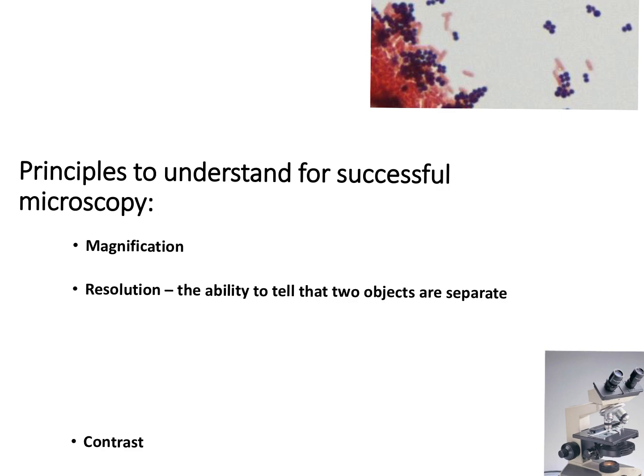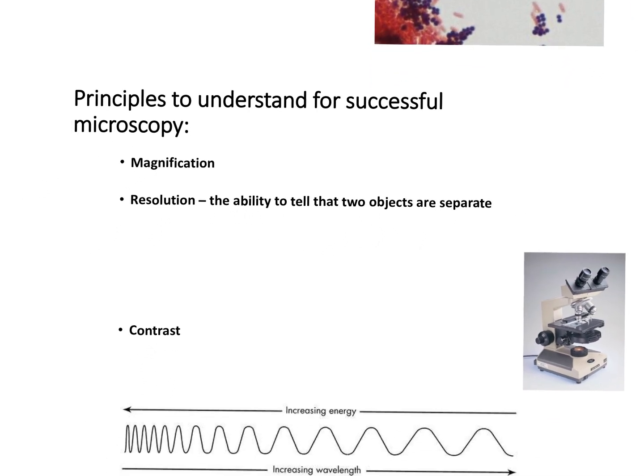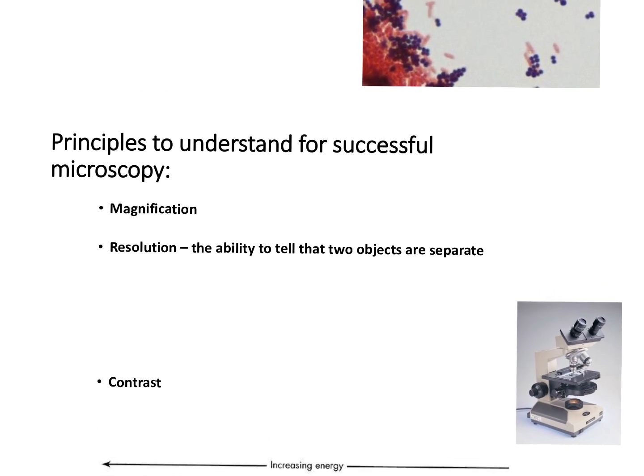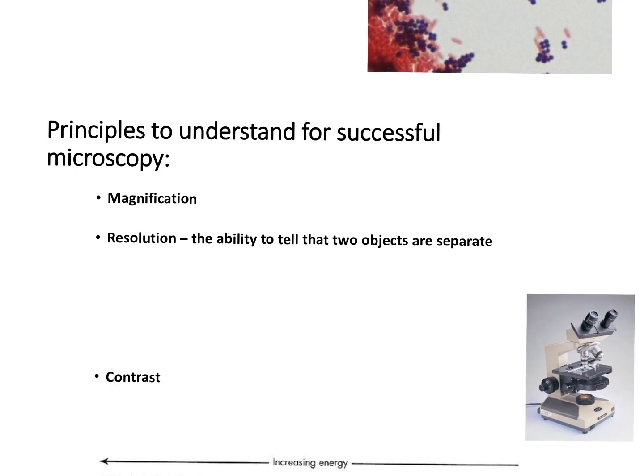So, all right, some principles that we need to understand in order to see our cells well through the microscope. So 3 things: magnification, resolution, and contrast. We need to be mindful of all 3 of those principles. Magnification is the obvious one, right? Apparent increase in size.